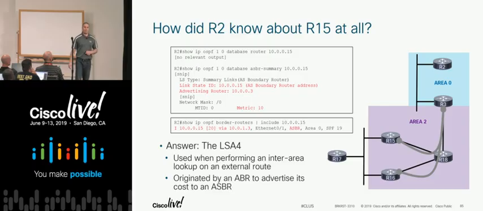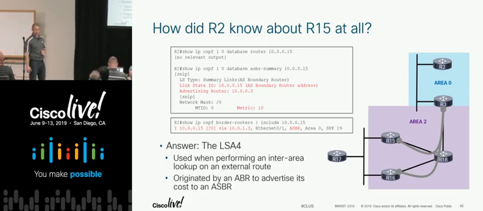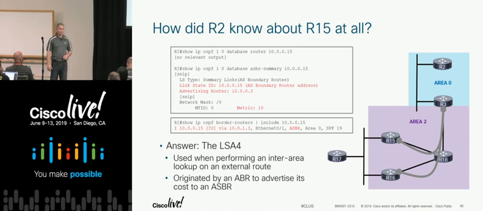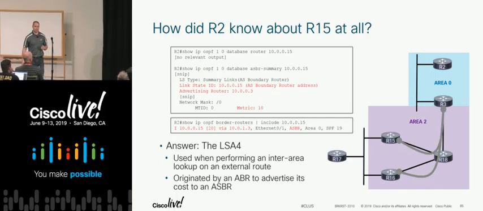Where did R15 come from? It was learned through the LSA 4, the ASBR summary, or the inter-area router, depending on how you want to look at it. Some people call it a glue LSA, but I think that's even more confusing, so I don't prefer to call it that. The one thing to remember, if you don't remember anything else: it's used when performing an inter-area lookup on an external route. Somebody described it to me that way. I wish I remembered who, I'd give them attribution, but it stuck with me, and that's how I always remember it. It's a very useful thing to keep in mind.